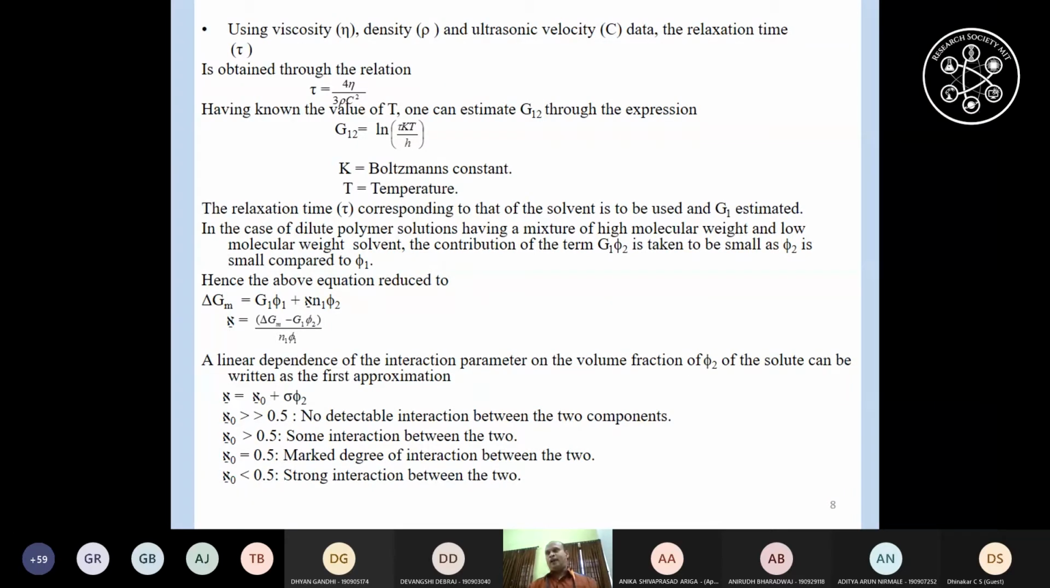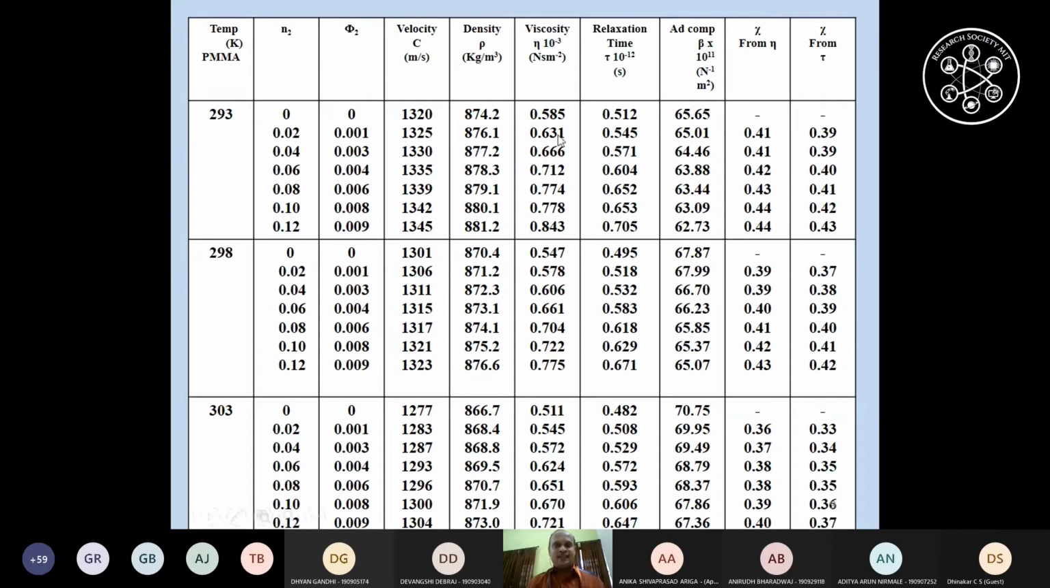So greater than 0.5 means some interactions will be there. If it is 0.5, again a marked degree of interaction is there. But if it is less than 0.5, there is a strong interaction between your solvent and the solute. Here the solute is a polymer. So first I can come to the conclusion that in the particular solvent I have taken, the particular polymer has some interactions, so I can go for further applications. Using these calculations, I can come to know that.